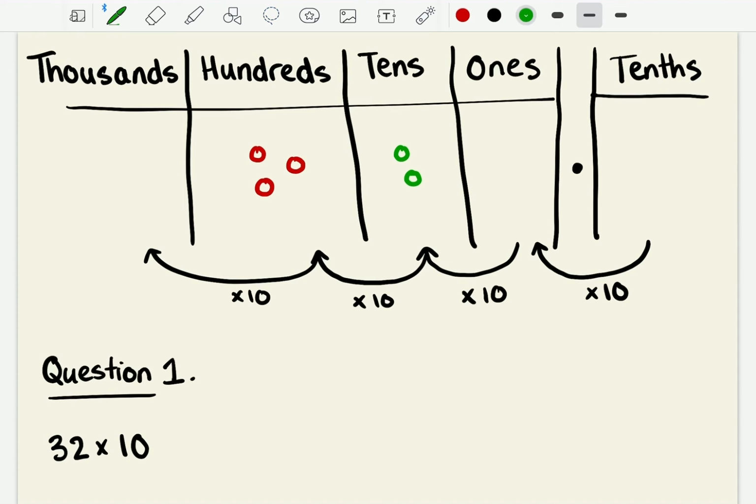So what number do I have now? 32 times 10, well, now I've got 3 hundreds, so that's going to be 300. I've also got 2 tens, so it's going to be 320. And I've got 0 ones, but I do need to put that 0 in there so I can remember that it's not 32, it's 320. And that's it, you're done now. There's also 0 tenths, but we don't have to write that unless there's a number here. So our answer to question 1, 32 times 10, is 320.